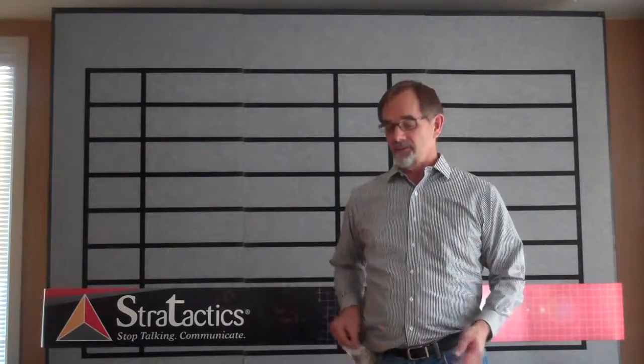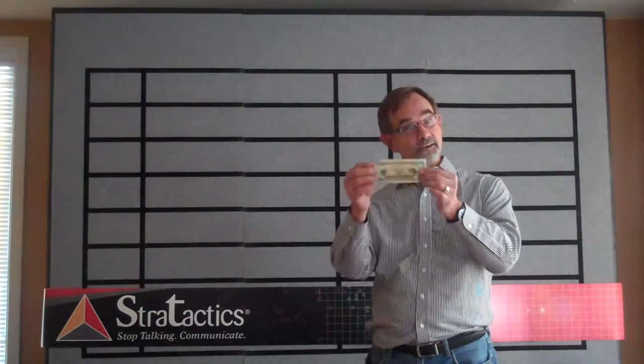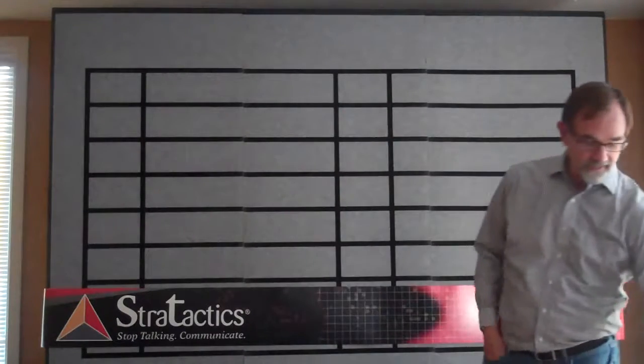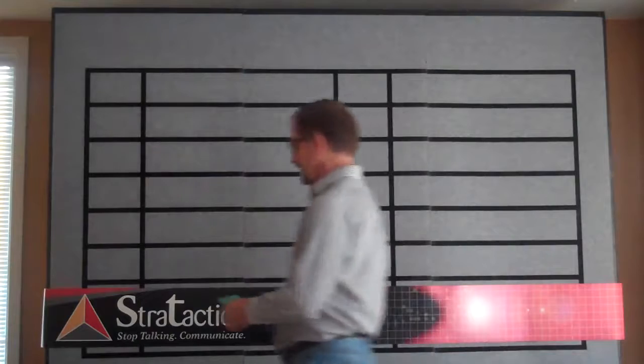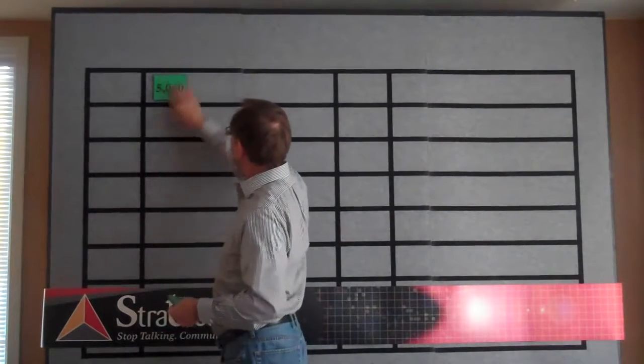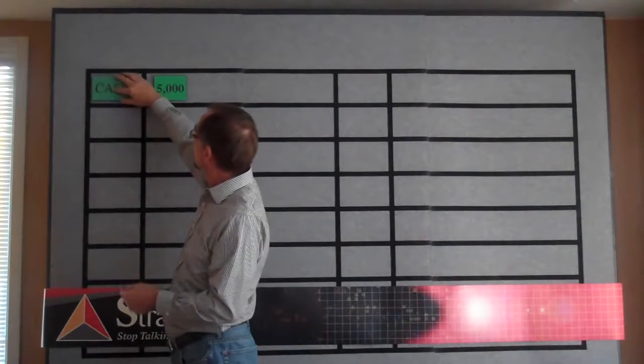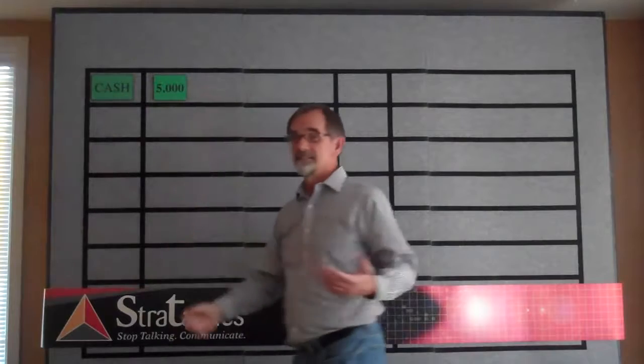Now, here we are in the U.S., and in the U.S., cash, of course, is green. We call these greenbacks, so we're going to use green as our color for cash. I'm going to place that cash here on this board, $5,000, which is what we provided the business, and we're going to put the label here to call it cash.